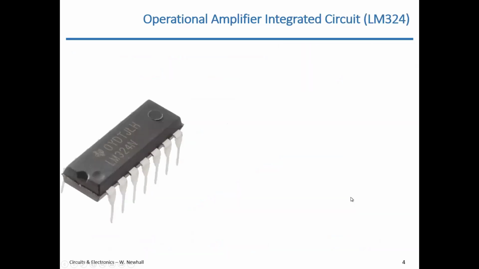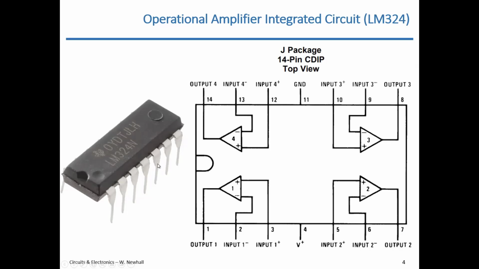Looking at a real example of an op amp, right here is the LM324 op amp. This is a 14-pin device, 7 on this side, 7 on the other side. Wait a minute, why does this op amp have 14 pins when it's only a 5-terminal device? It's because this op amp chip actually has multiple op amps packaged into it. You can see it has 4 op amps. So the LM324 has 1, 2, 3, 4 op amps.